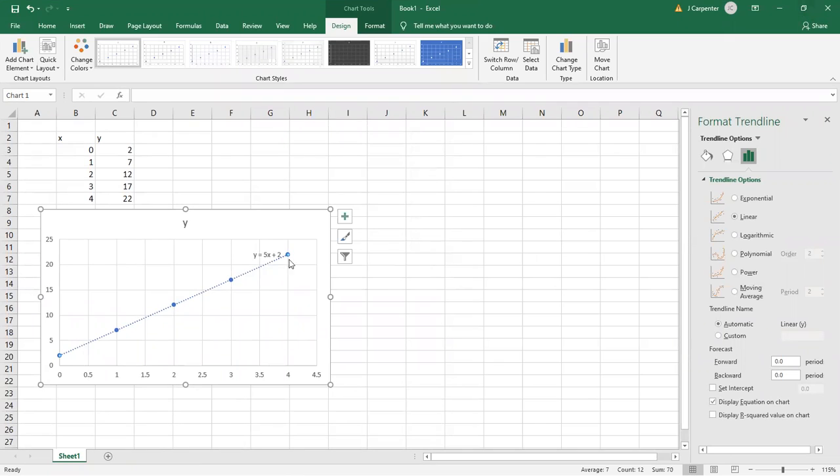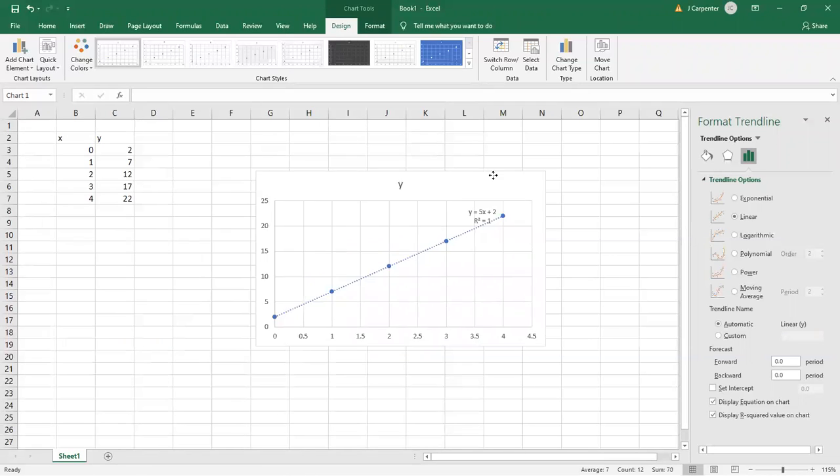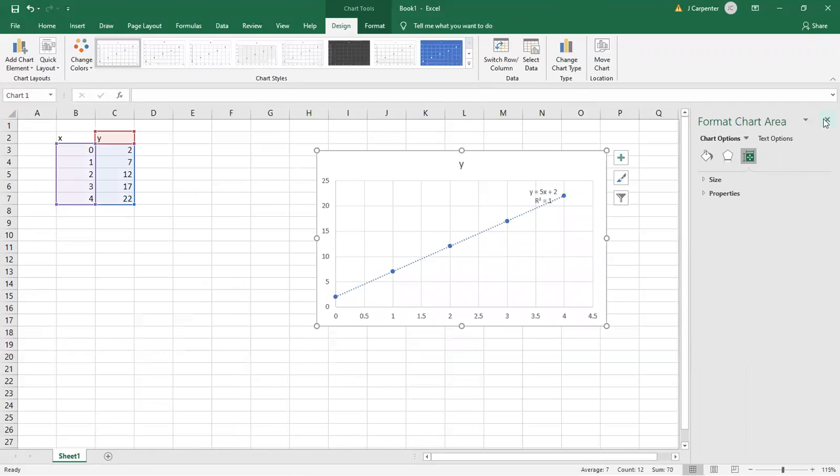So there's the equation. And if I display the R squared, what this value shows you is how well the data fits. And admittedly, I'll go ahead and tell you 1 is a perfect fit. So if this data did not fit perfectly, it would look quite different for that R squared.